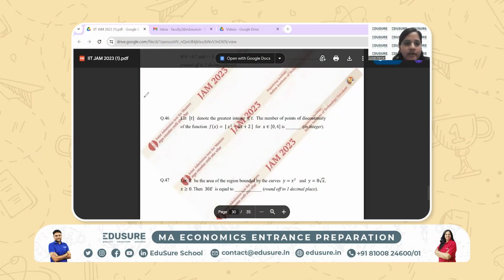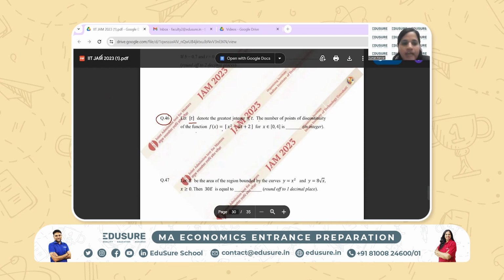Exam 2023, question number 46. Let [T] denote the greatest integer less than or equal to T. The number of points of discontinuity of the function f(x) = [x² − 3x + 2] for x in the closed interval [0, 4] is. Now we need to input this answer.